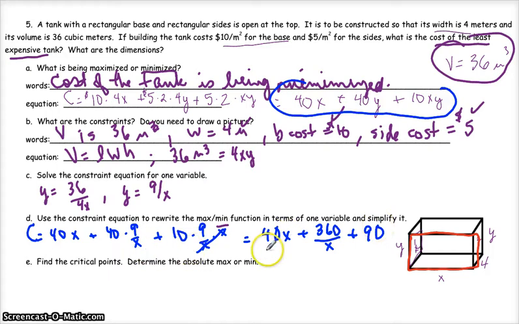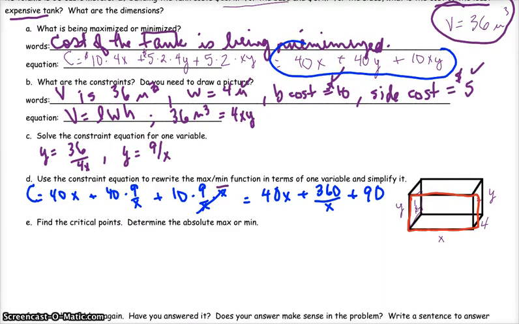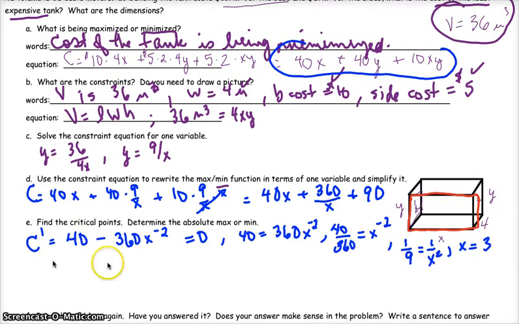Let me check my work. Yes, okay. So how do we find those critical points? Remember, the critical points are the zeros of the first derivative. I want you to pause the screencast, find the first derivative, find the critical points. So I found the first derivative, set it equal to 0, and solved for x and found that x is equal to 3.